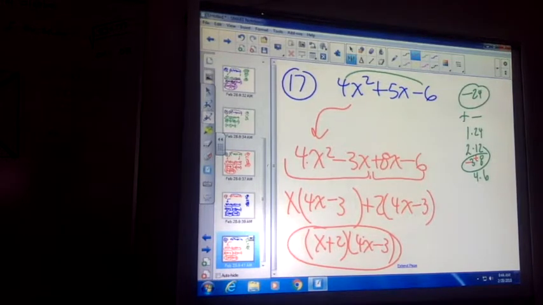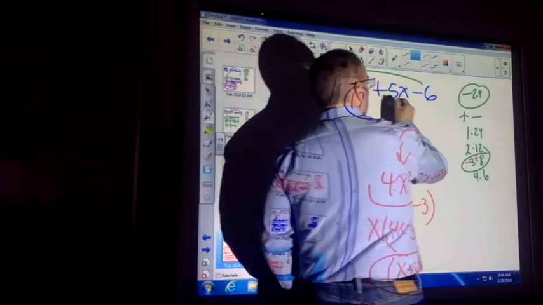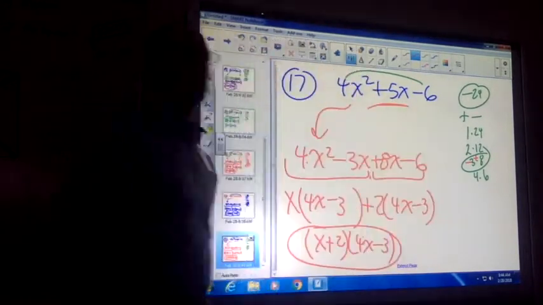And if you do like 1 times 24, would it come out the same answer? No, because I'm trying to get the factors of 24 to add up to that once I know the signs.